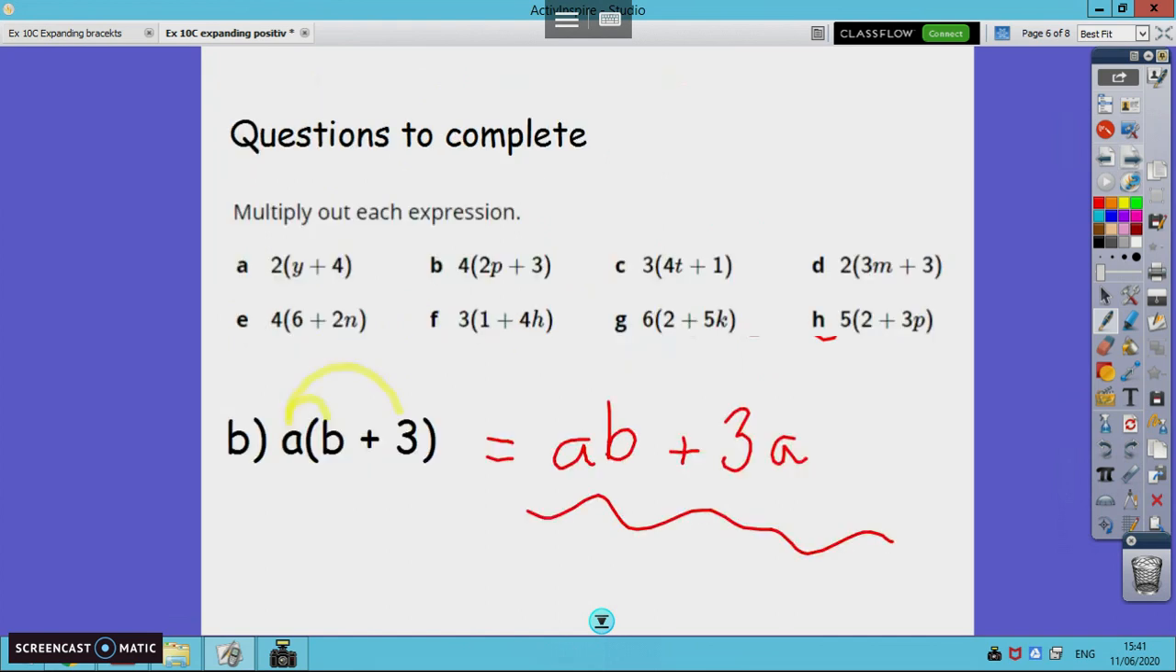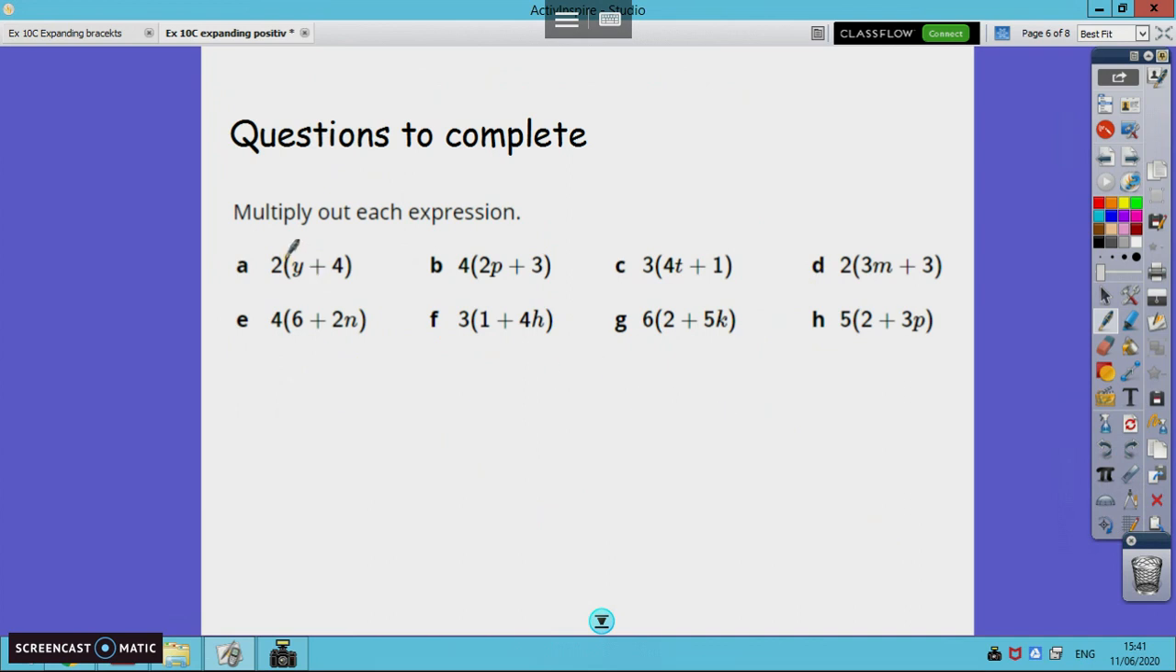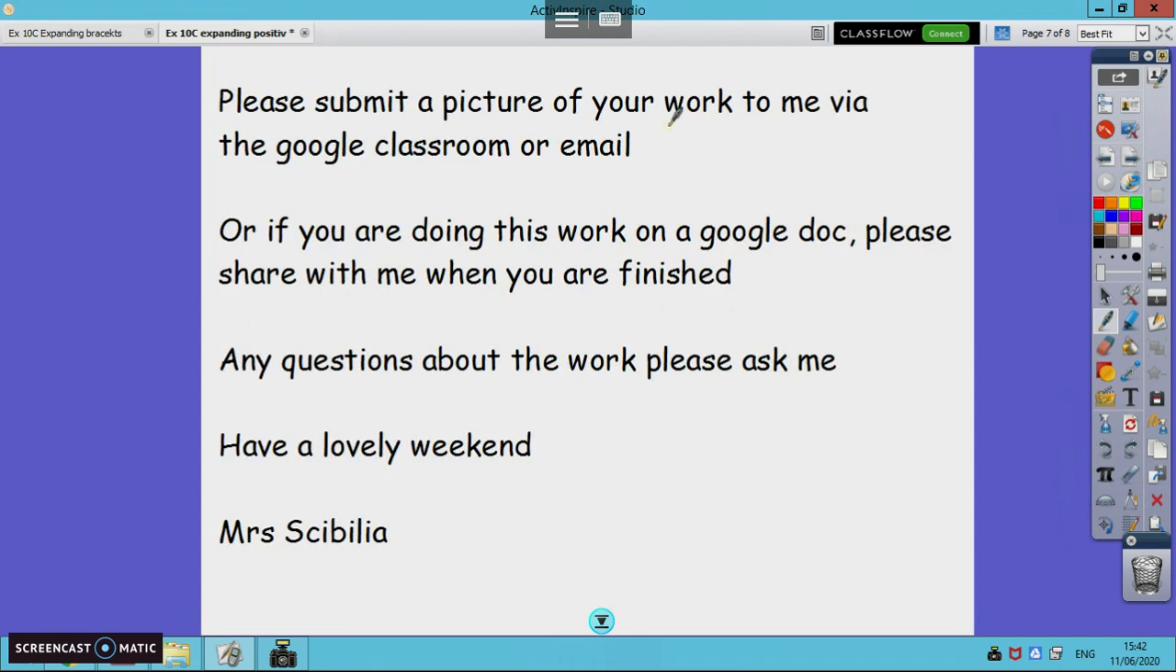So here are your questions for today. You've got 8 questions to have a go at, to do either in your book or on a Google Doc, whatever you prefer, whichever is easiest for you to do. So these 8 questions here, you're doing exactly what we just did in those examples, exactly the same thing, okay? So please submit a picture of your work to me via the Google Classroom or via email, whichever works better for you. And if you're doing it on a Google Doc or slides or whatever you prefer, you can share that with me once you've finished it.